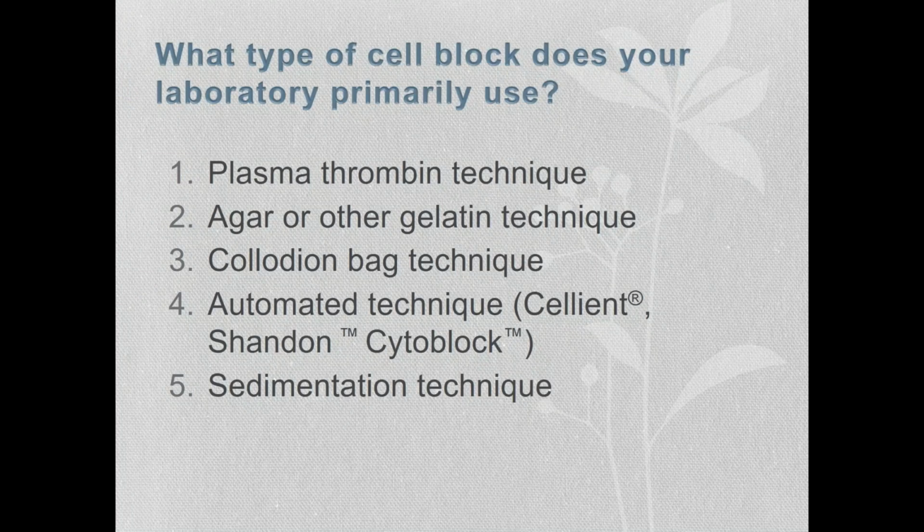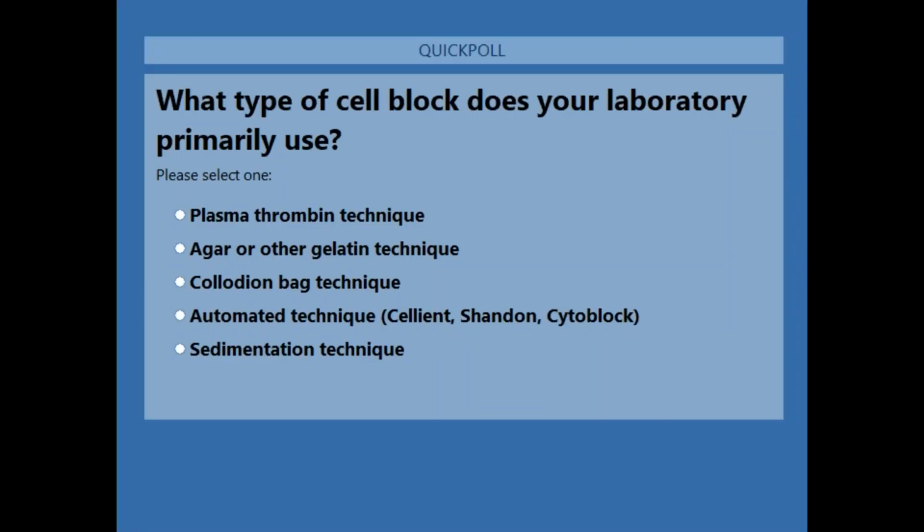So on to my next poll. I'm interested in finding out what type of cell block your laboratory primarily uses. I had to limit these to 5, even though I had 7 or 8 up there, so I combined a few of them. Number 1, plasma thrombin technique, agar or gelatin technique, colloidal bag technique, automated technique, which includes Cellient and the Shandon Cytoblock, or the sedimentation technique.